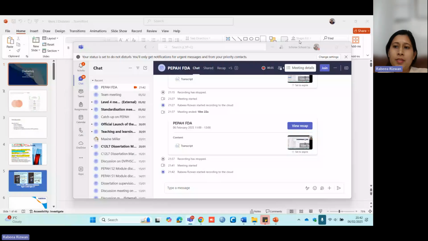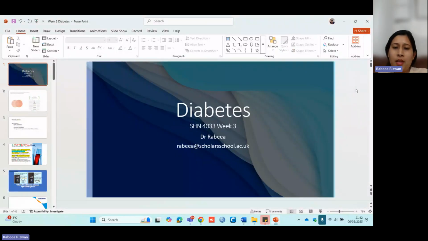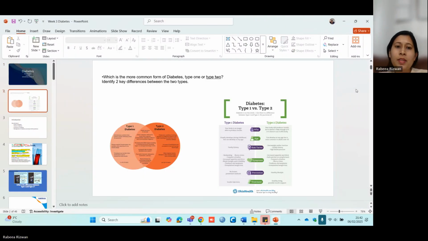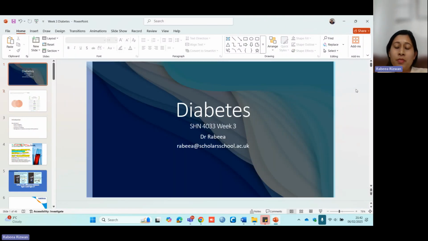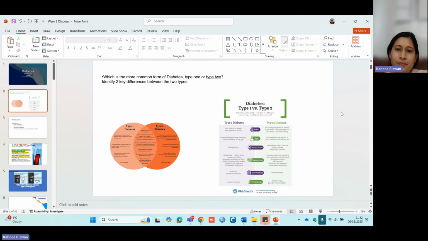Now, today we are discussing another topic, that is diabetes. So, let's discuss it. The learning outcome one that we are discussing is the basic anatomy and the physiology of the long term health conditions. Each week we are discussing the basic anatomy and their long term health conditions, and this week, today, we are discussing diabetes.